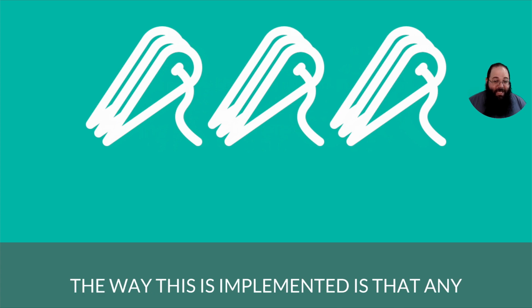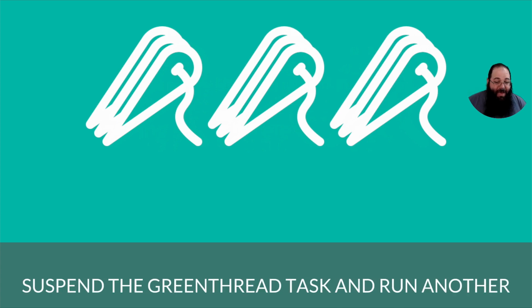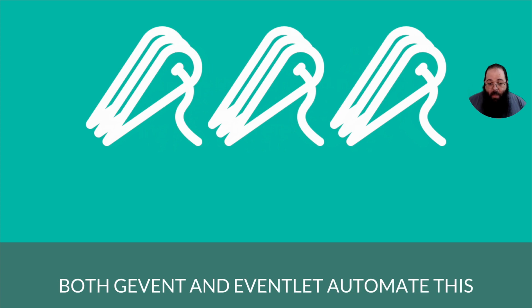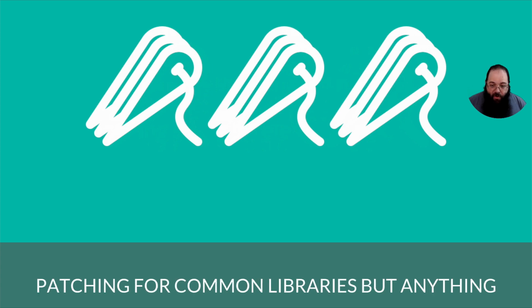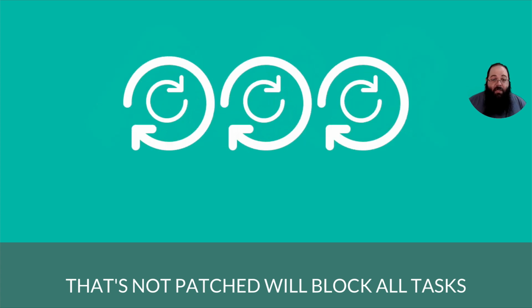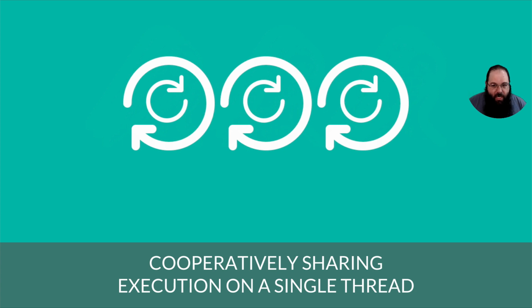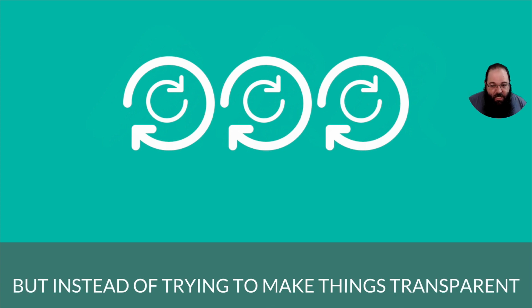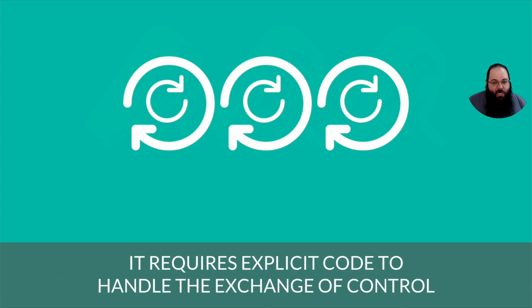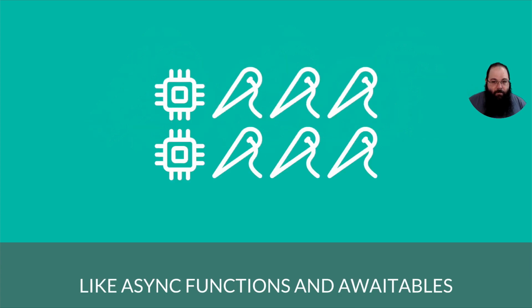The way this is implemented is that any syscall that would release the GIL now has to be monkey patched to instead suspend the green thread task and run another. Both gevent and eventlet automate this patching for common libraries, but anything that's not patched will block all tasks. Async code is similar to green threads, cooperatively sharing execution on a single thread, but instead of trying to make things transparent, it requires explicit code to handle the exchange of control, like async functions and awaitables.